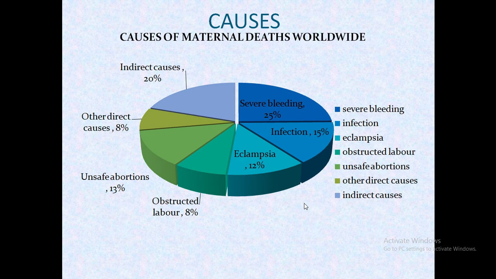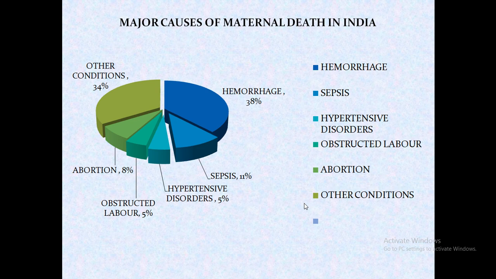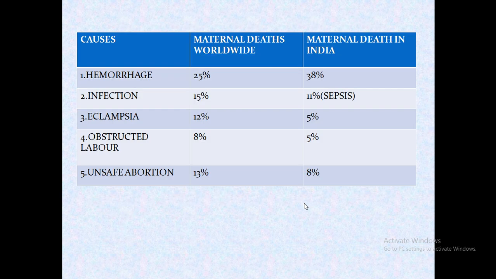This is the statistics collected worldwide. Here the major 25% is by severe bleeding, next to that infection, eclampsia, obstructed labor, unsafe abortion, and other direct causes that is 8%, and indirect causes 20%. When you come to India, the major cause of death is hemorrhage, then sepsis, hypertensive disorder, obstructed labor, abortion, and other conditions. If you compare the worldwide statistics with India, the cause of death is more with hemorrhage in India.